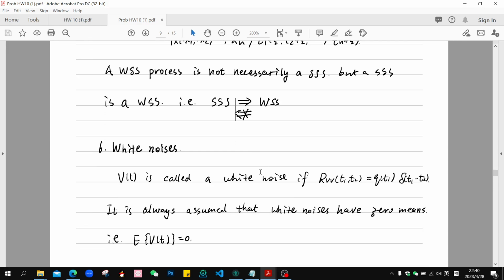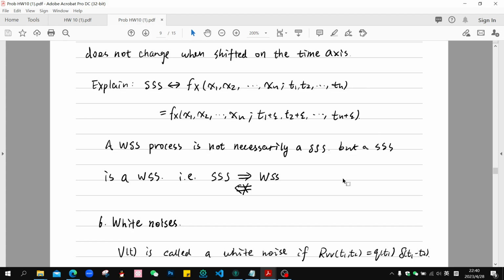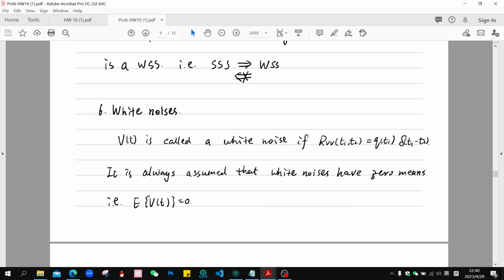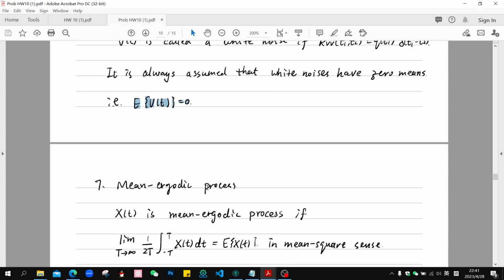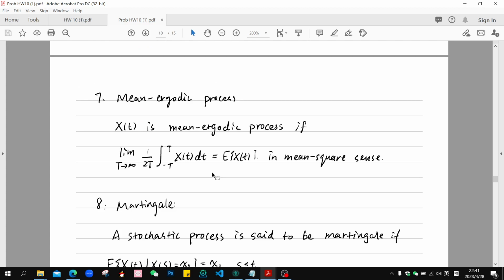It cannot go backwards. White noise. v(t) is called a white noise if the autocorrelation is in the form of q(t1) delta(t1 minus t2). This is corresponding to the first question. It is always assumed that white noises have zero mean, that is to say, the expectation is zero.